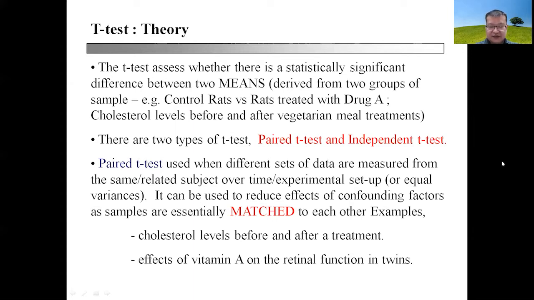Paired t-test is used when different sets of data are measured from the same or related subject over time or over experimental setup. In statistical terms, it is meant for populations with equal variances. It can be used to reduce effects of confounding factors as samples are essentially matched to each other. For example, cholesterol levels before and after a treatment, or effects of vitamin A on retinal functions in twins.